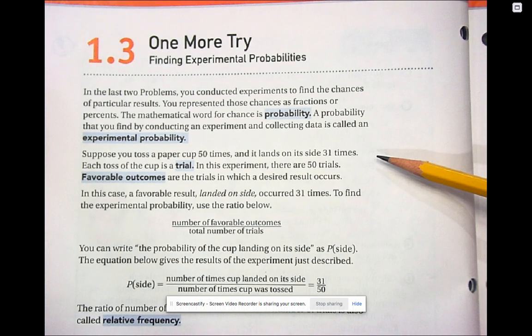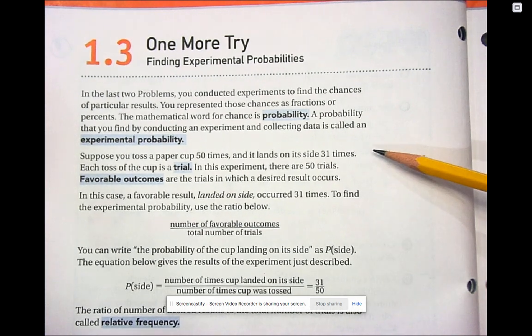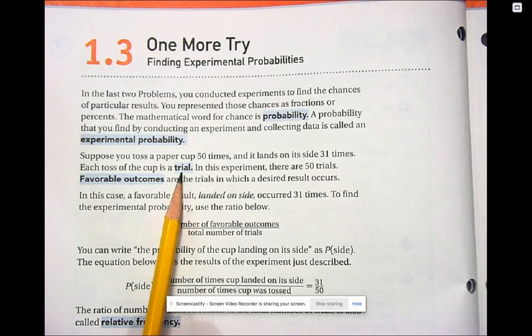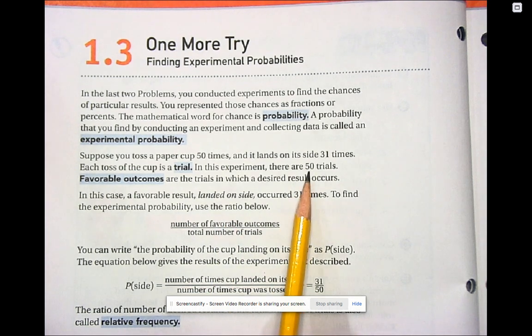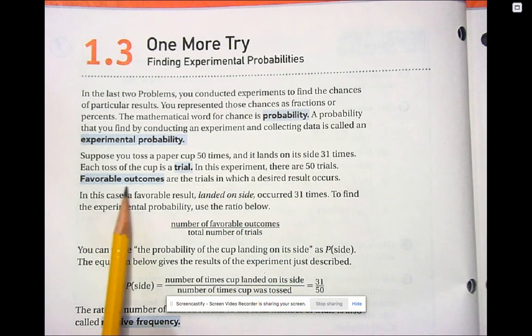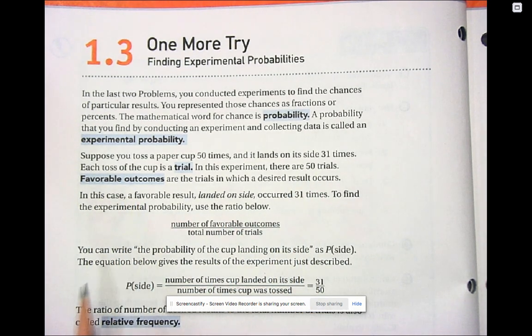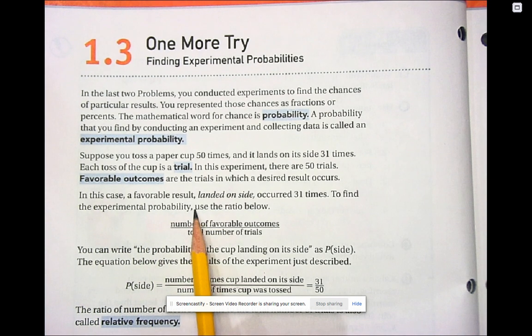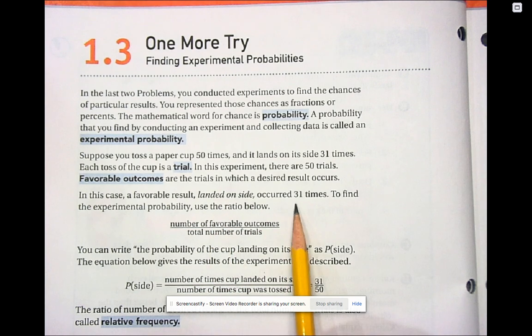Suppose you toss a paper cup 50 times. It lands on its side 31 times. Each toss of the cup is called a trial. So what you're actually doing, that's the trial. In this experiment, there were 50 trials. Favorable outcomes are the trials in which the desired result occurred. So in this case, a favorable result, landed on its side, occurred 31 times.